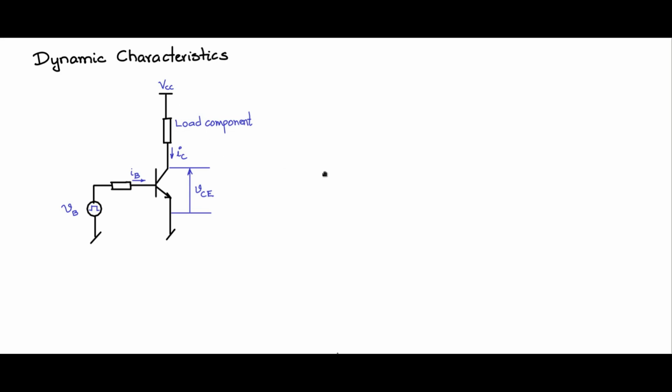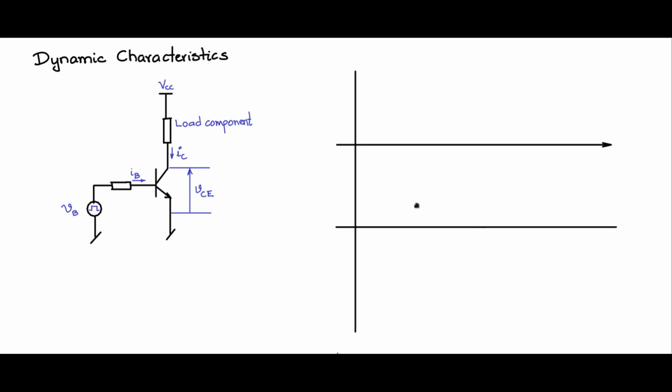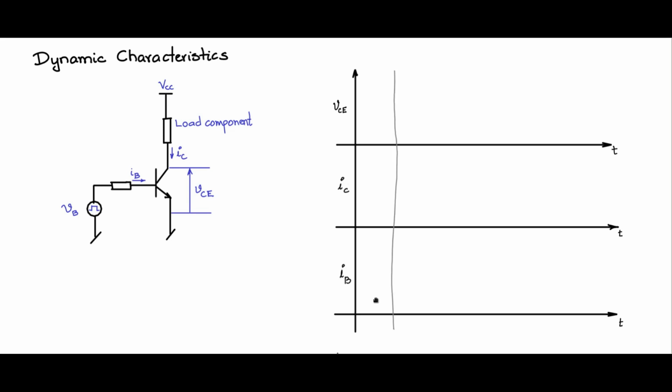So now with this kind of test circuit, let us draw the dynamic characteristics. We will have the x-axis as the time axis. And we have three plots, meaning that we will take three parameters. First parameter will be VCE, the collector to emitter voltage. We also need to monitor IC, the collector current. And the third one is IB.